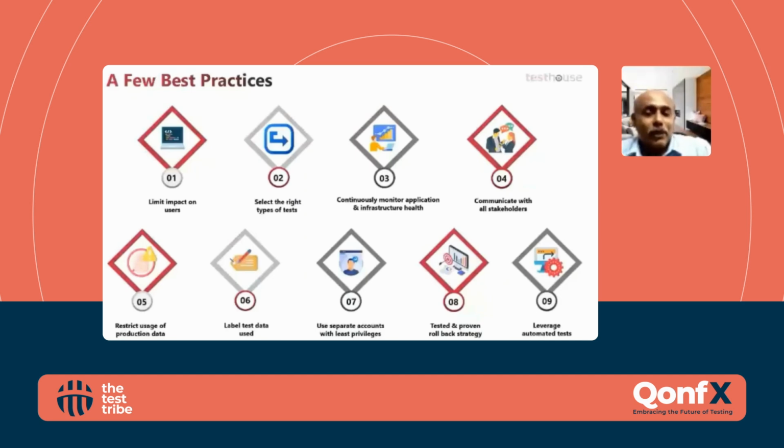So you should be doing testing with the least privileges. Look at the scenarios that you're trying to execute in production and only use the required rights and privileges in the accounts that you're using to run your scripts or do testing. You should have a proven and tested rollback strategy in place. You should not even try testing in production if you don't have a proven and well-tested rollback strategy.